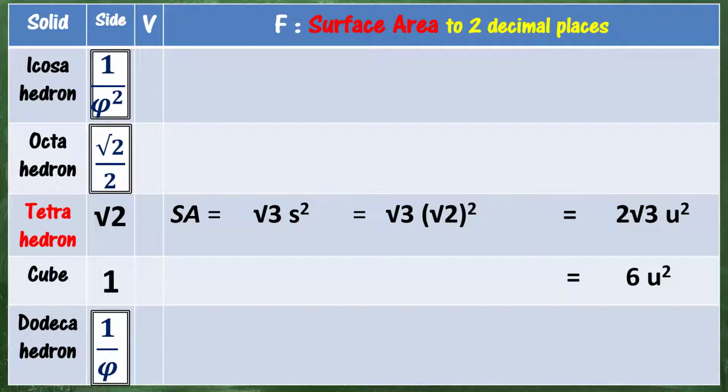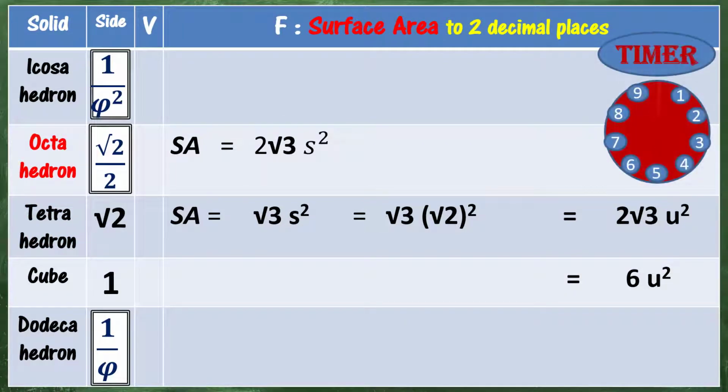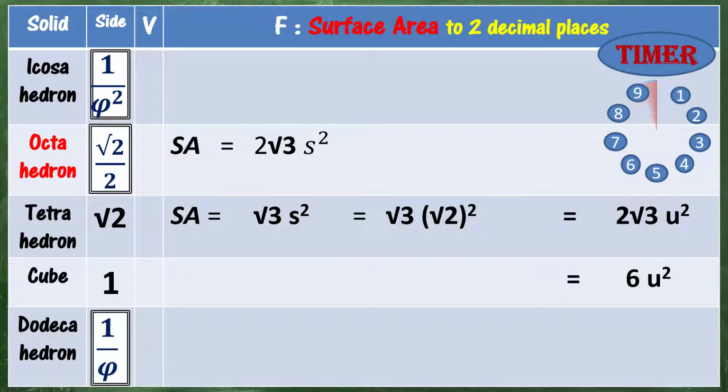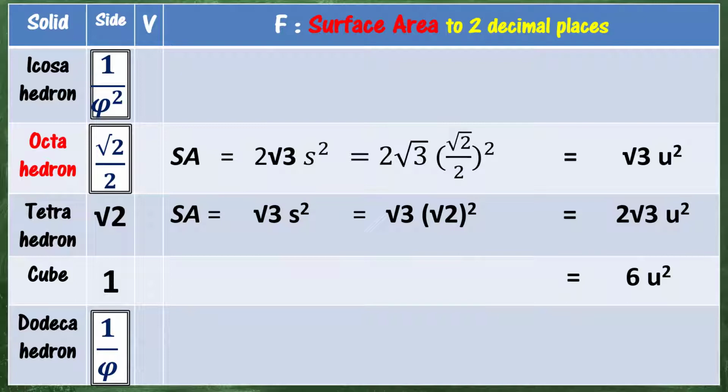The next one is the octahedron. There's the formula. 30 seconds. And the answer is root 3 square units.